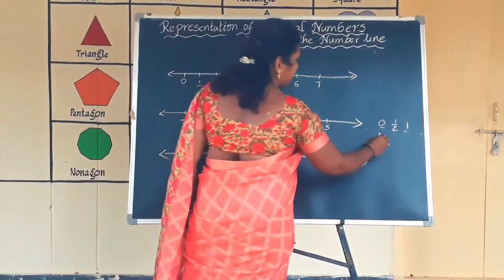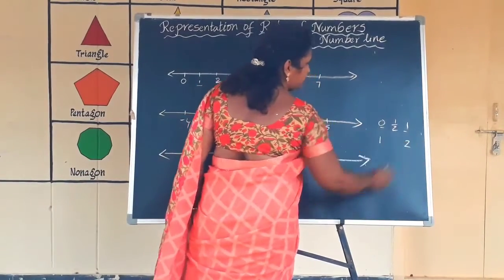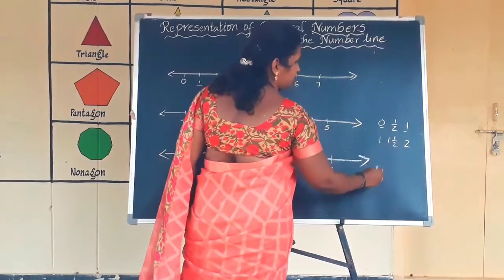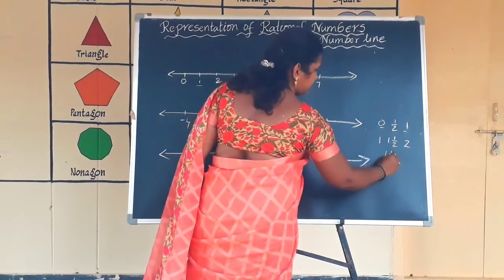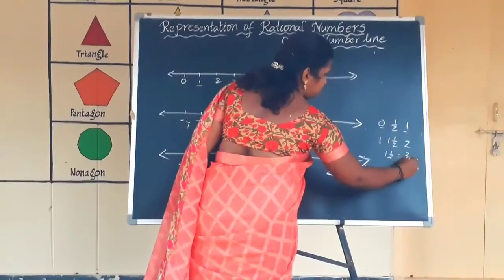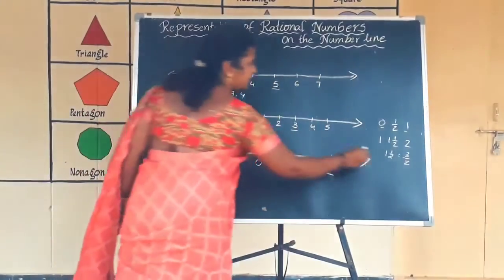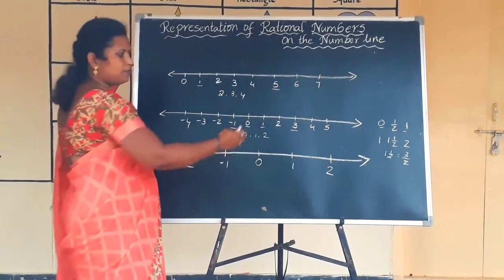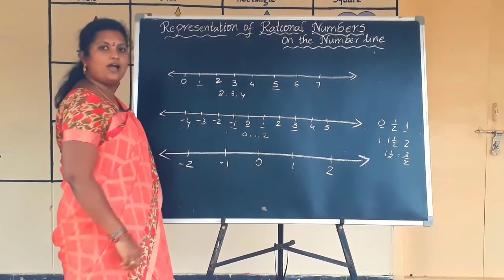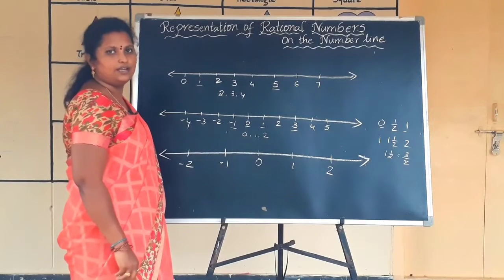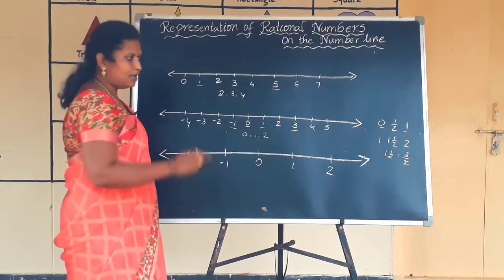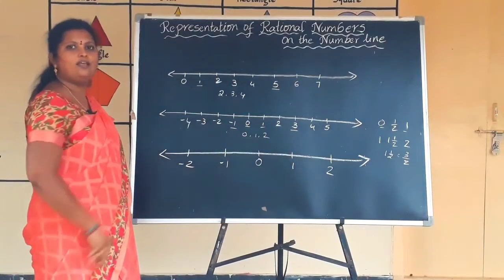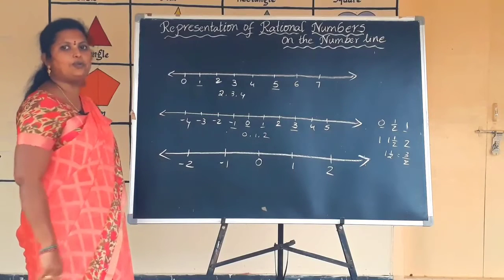In the same way, between 1 and 2 we are having the number 1 and half. Is it correct or not? Here 1 and half means 3 by 2. Yes, between 1 and 2 we are having the number 3 by 2. In the same way, between 2 and 3 we are having the number 2 and half, that is 5 by 2. Like this, these rational numbers also we can represent on the number line. Let us see how to represent.